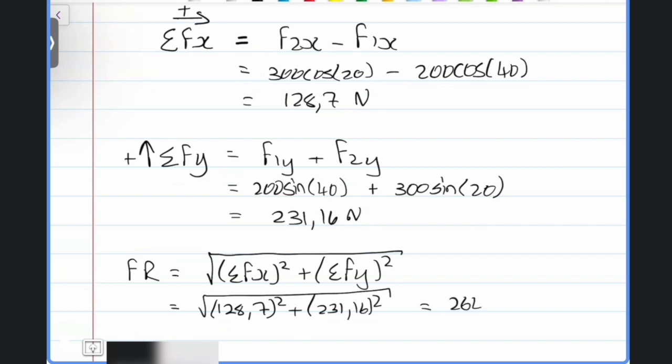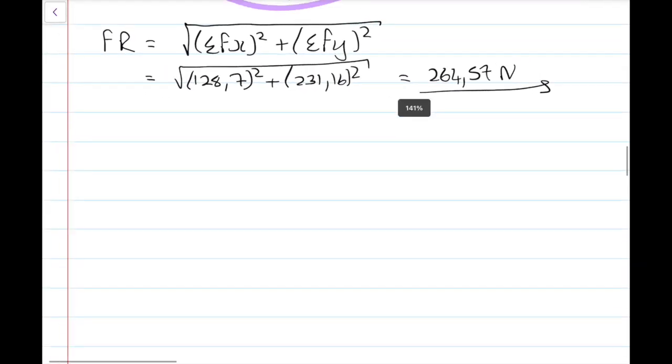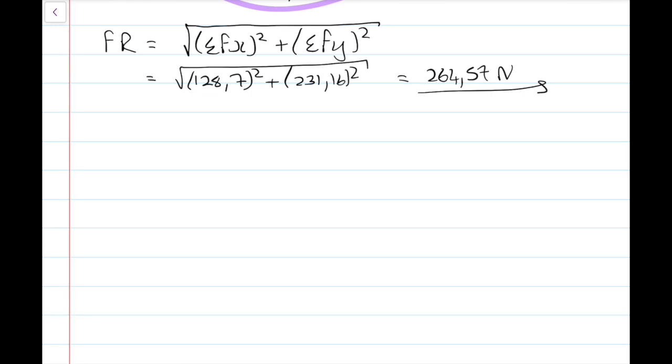Okay, so that's 264.57 newtons. That is our resultant. Now, just after this, like I said, leave a little bit of space. We will be drawing the direction of it just now, but for now, it's just to make sure we understand resultant, right? Okay, so let's get started with understanding the bearing.